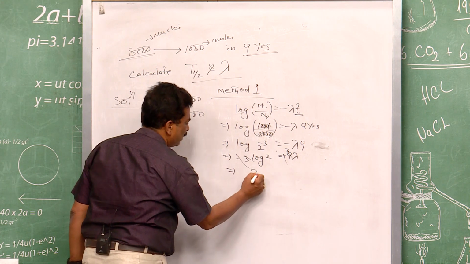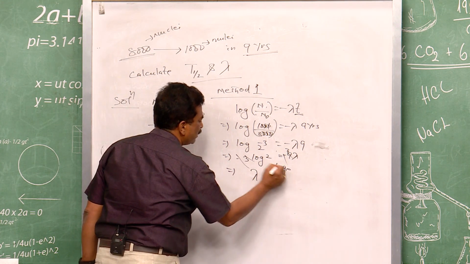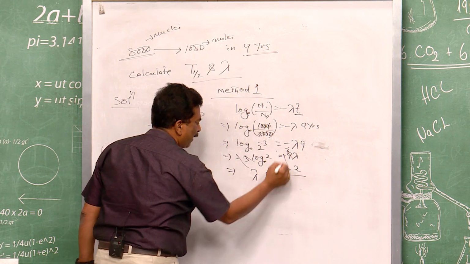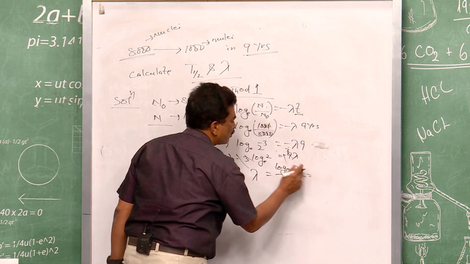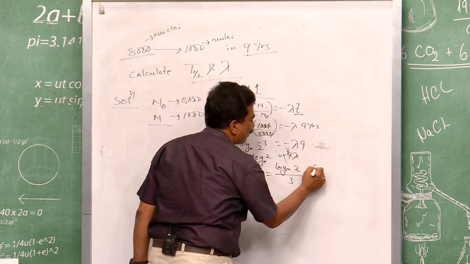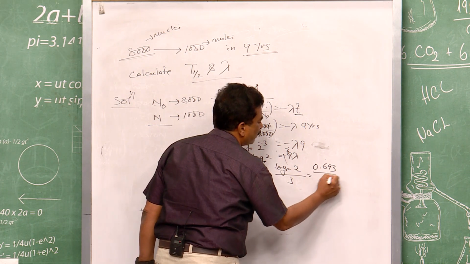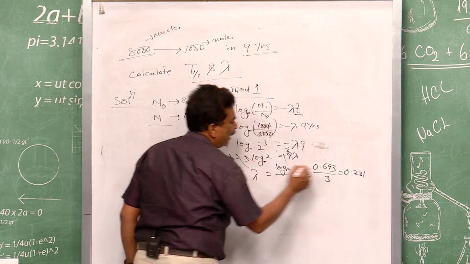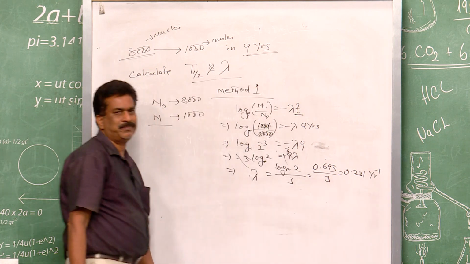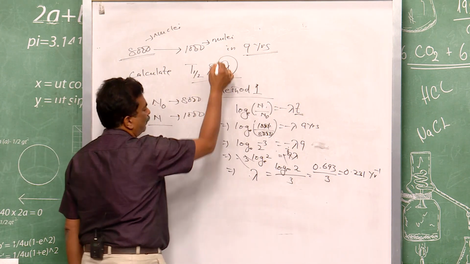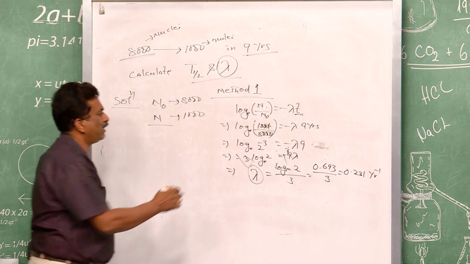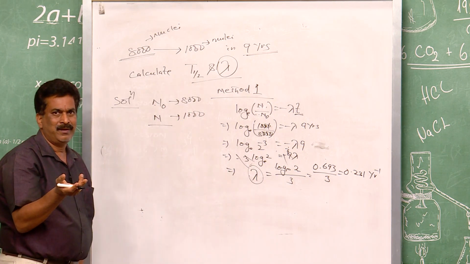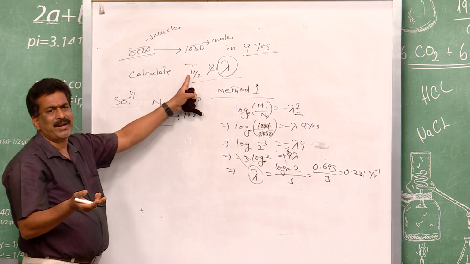So this implies lambda is equal to log, with base e, log e of 2 by 3. And this is equal to 0.693 by 3, that is 0.231. So this is lambda, with the unit year inverse. So calculate the value of lambda. Lambda is determined first. I said yesterday, I gave this formula and you put in the values and first determine lambda. If lambda is known, then you can find the half life.